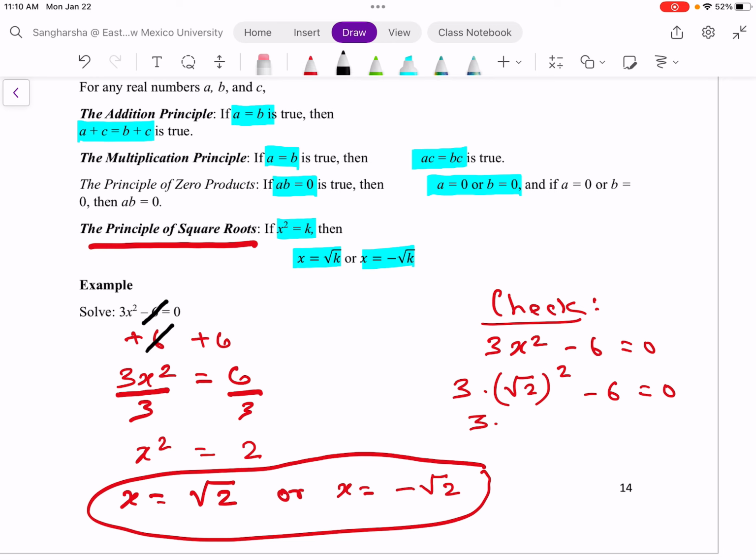What is the square of the square root of 2? So this square and this square root cancel, right? It's going to be 2. We'll talk in detail about rational and radical expressions as well. So this is 3 times 2, which is 6, minus 6 equals 0. 6 minus 6 is 0, equals 0. And this is true, right? So it means x equals square root of 2 is a solution for this equation. And you can similarly check for negative root 2. So these two are the solutions for this quadratic equation.